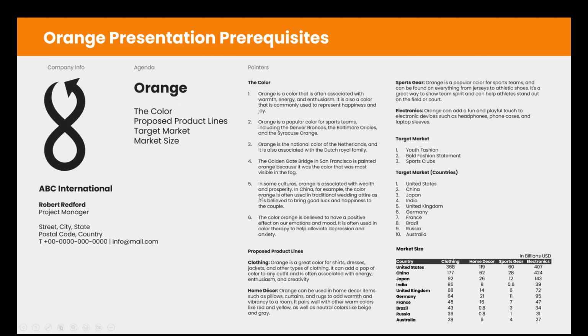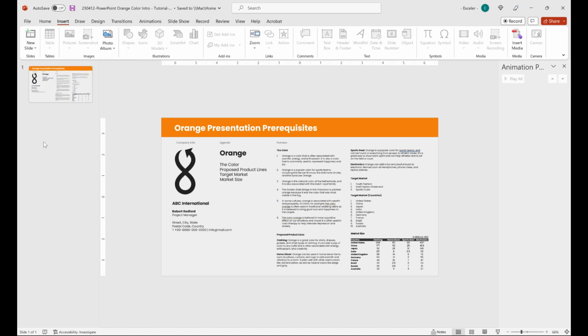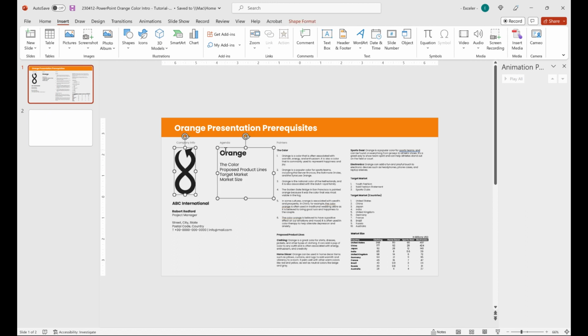The color, about the color. This is proposed product lines. This is target market, and this is market size. So I have collected a little bit of info for this presentation, so let's get to make it. Now go to Insert, New Slide, Blank Slide. Let's copy some information from this sheet. This logo and this agenda.